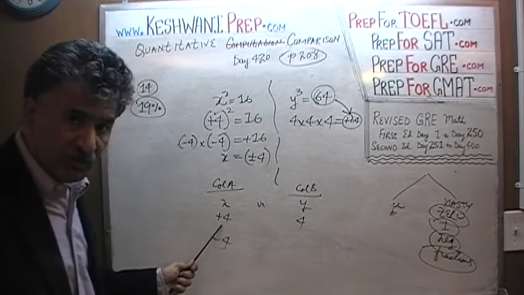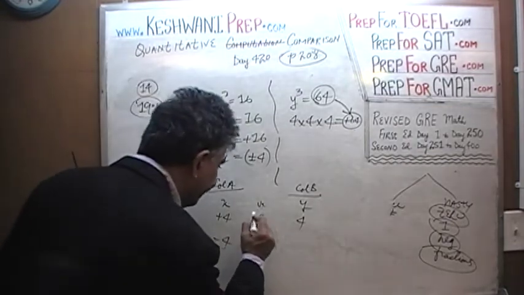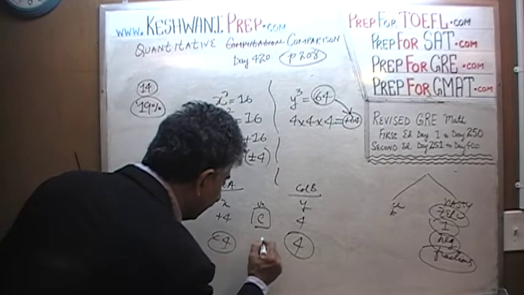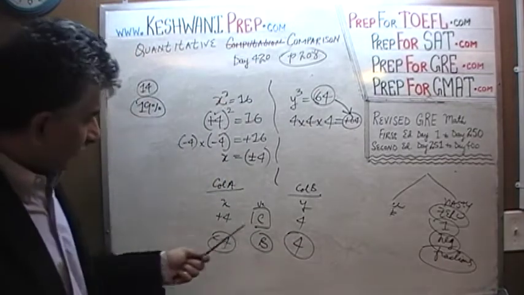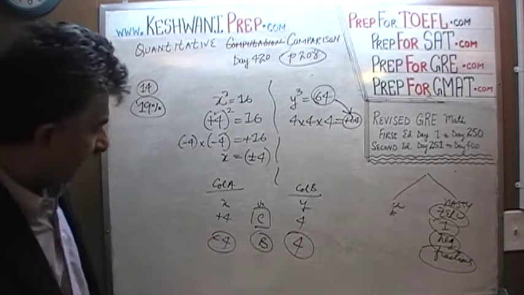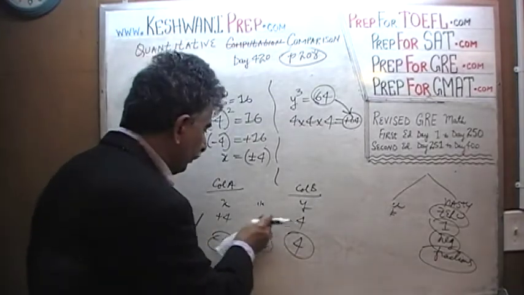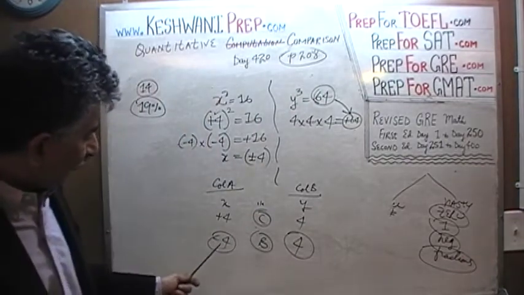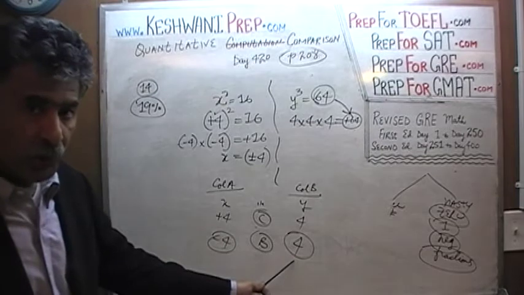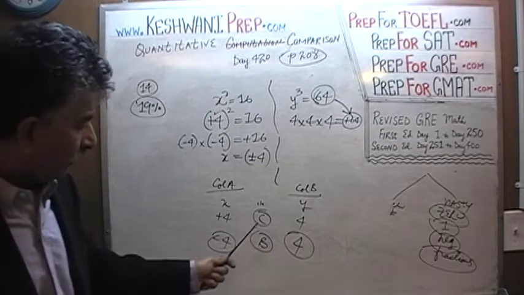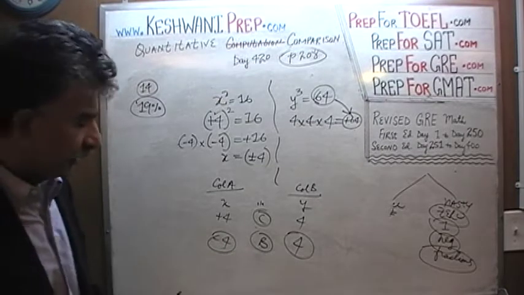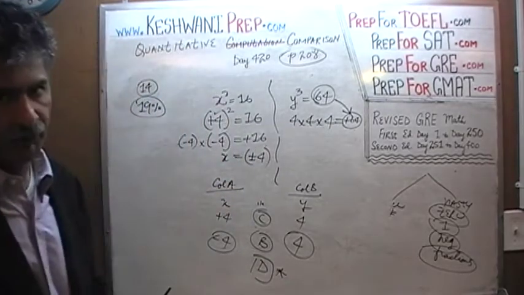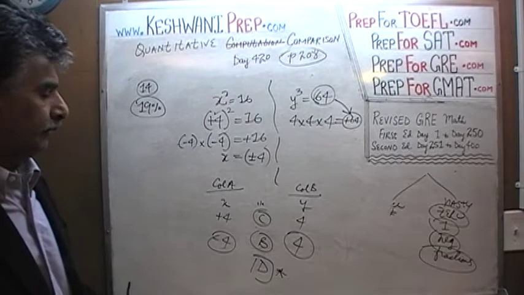If x happens to be positive 4, in this case the answer would be C. If x happens to be negative 4, then the answer would be B. As you can see, we're getting different answers. If they both happen to be 4, the answer would be C. If x happens to be negative 4, y will always be positive 4, in which case the answer will be B. Because we're getting conflicting answers, the correct answer is D. Do you understand? That's all it is.